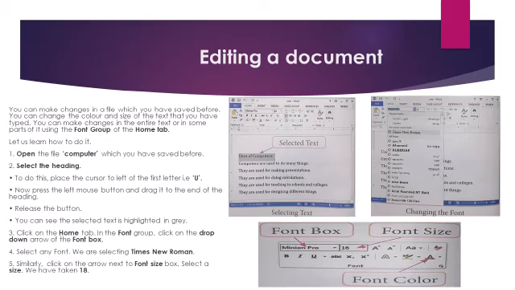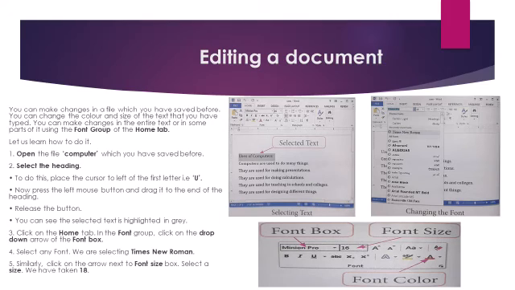Open the file Computer which you have saved before. Select the heading. To do this, place the cursor to the left of the first letter, that is U. Now press the left mouse button and drag it to the end of the heading. Release the button. You can see the selected text is highlighted in gray. Click on the Home tab.